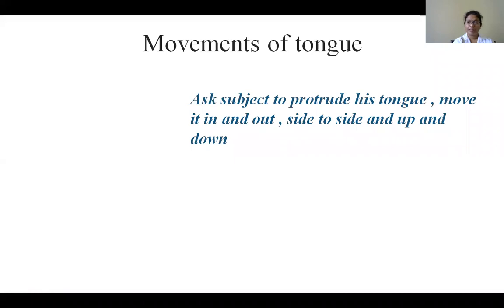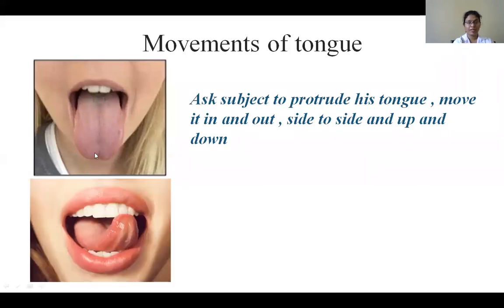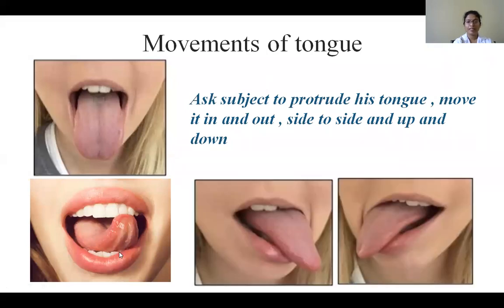Now, to assess the movements of the tongue, we ask the subject to protrude his tongue out, move it in and out, side to side, and up and down. So this is protrusion of the tongue completely outside. This is movement of the tongue up and down, and this is movement of the tongue side to side. So these all actions he is supposed to do.